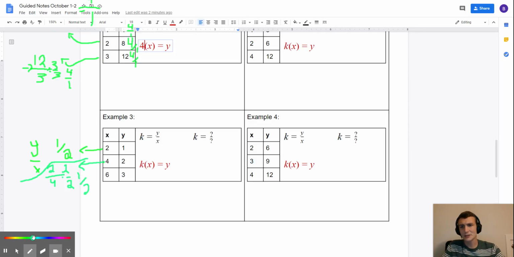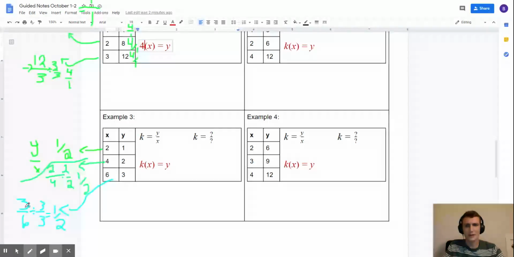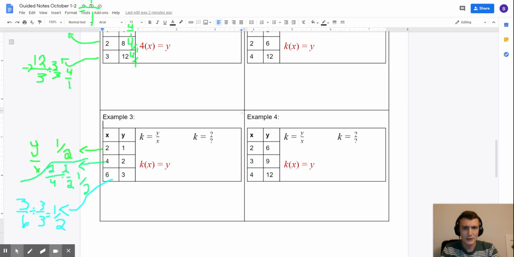Okay, fine, I'll do it. 3 and 6. 3 over 6 can be divided by 3 over 3, which equals 1 over 2. 3 divided by 3 is 1, 6 divided by 3 is 2. 1/2. All of these equal 1/2, so guess what our k equals, ladies and gentlemen? That is exactly right. k equals 1/2.